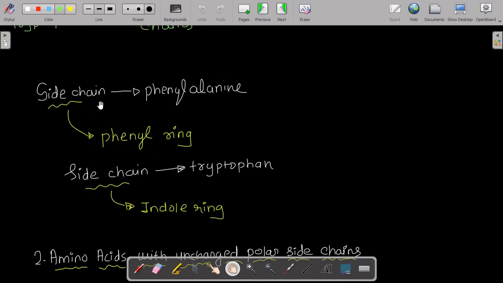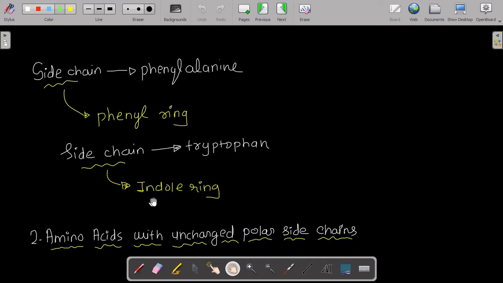So the side chain of phenylalanine is a phenyl ring, and the side chain of tryptophan contains an indole ring. Okay, so there is a phenyl ring in the side chain of phenylalanine, and there is an indole ring in the side chain of tryptophan.